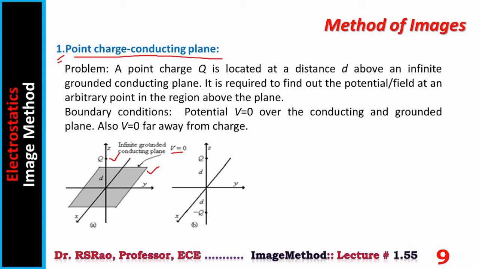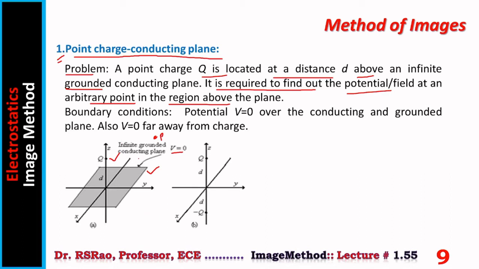Let us suppose we are interested in finding voltage or field intensity at a point P which is located above this conducting plane, above the XY plane. Ordinary, traditional methods are not of much use in the present case. Now let me state the problem. A point charge Q is located at a distance d above an infinite grounded conducting plane. It is infinite in the x direction and infinite in the y direction. Grounded means potential is 0. It is required to find the potential at an arbitrary point in the region above the plane. We are not interested below.